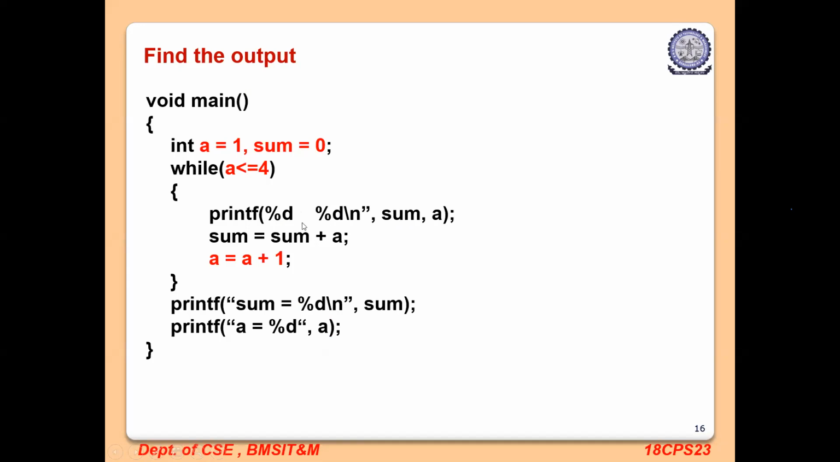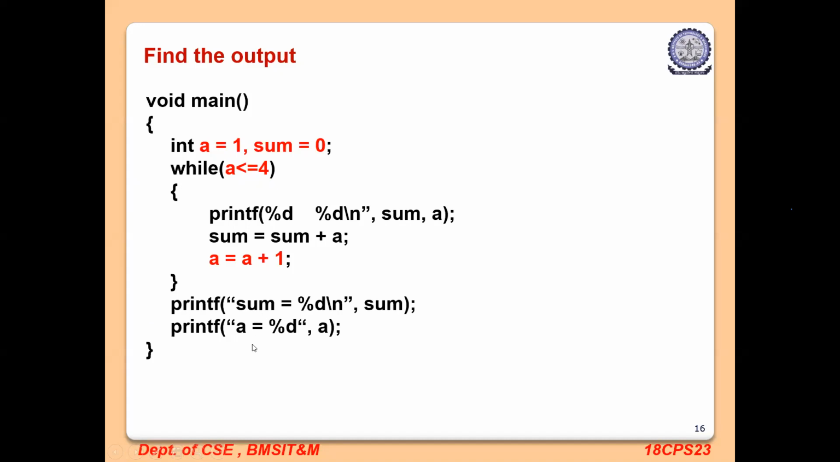Now here I am trying to find the sum. Sum 0 plus 1 is 1. So the next value of sum becomes 1 and A value becomes 2. It will check here, 2 less than or equal to 4. Yes, it is. So the previously calculated value of sum was 1. It will print 1 here, and A value is 2, it will print 2. So this goes on until A gets incremented to 5. Once it increments to 5, the condition evaluates to false and the control comes out of this while loop.